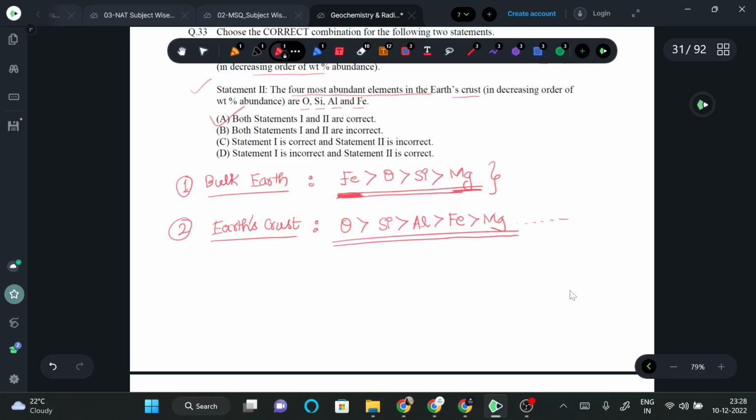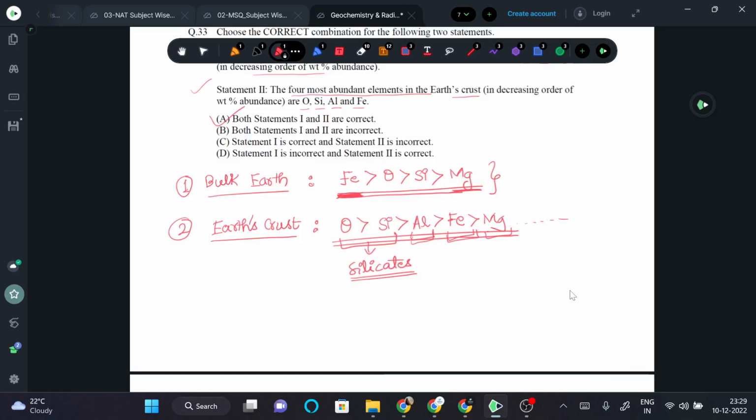In crust, oxygen and silicon are the most abundant ones. That is why we have silicates. In crust, we find a lot of silicates, right? Then we have aluminium. This is because of the sedimentary rock cover. Same is the reason with Fe here in crust. Then we have Mg and then Na, Ca. It goes on.